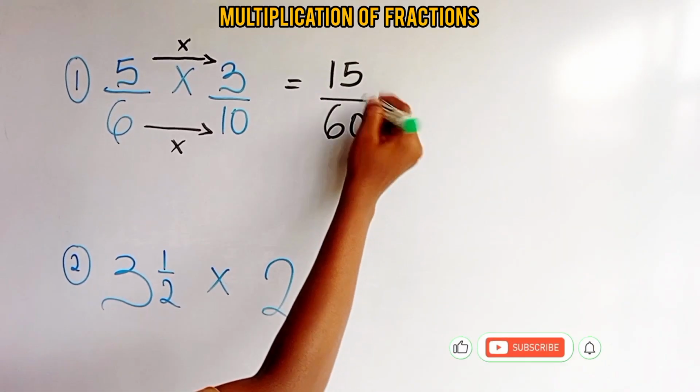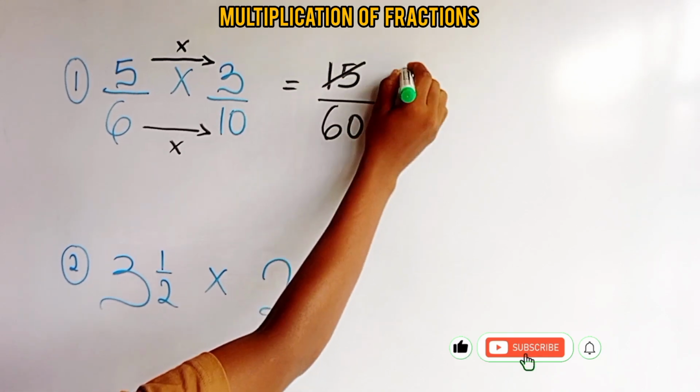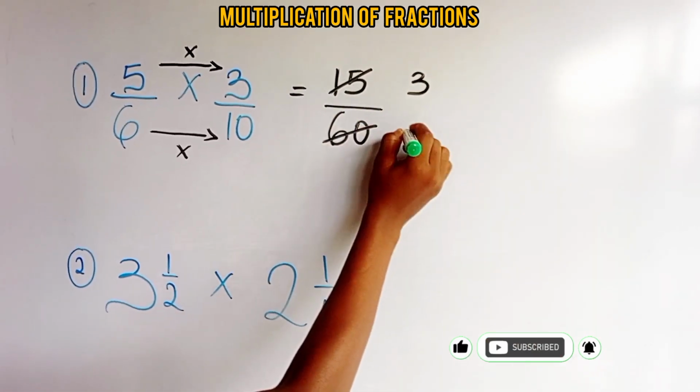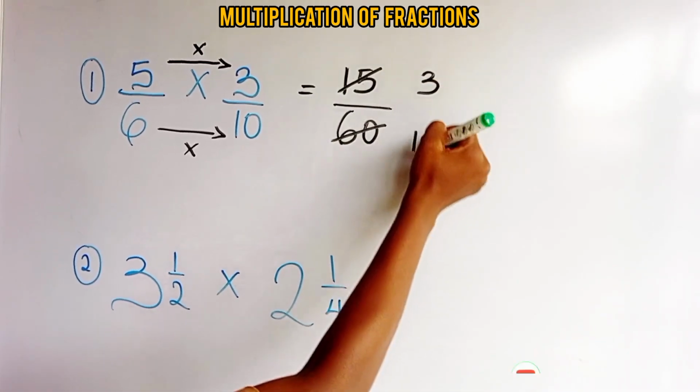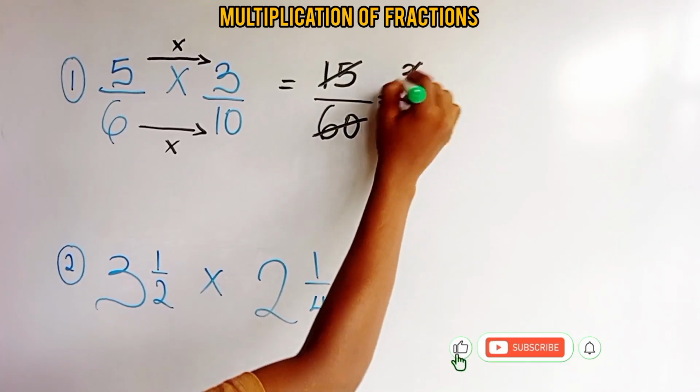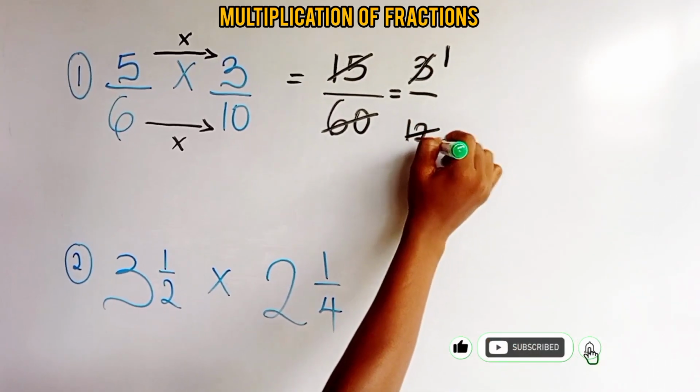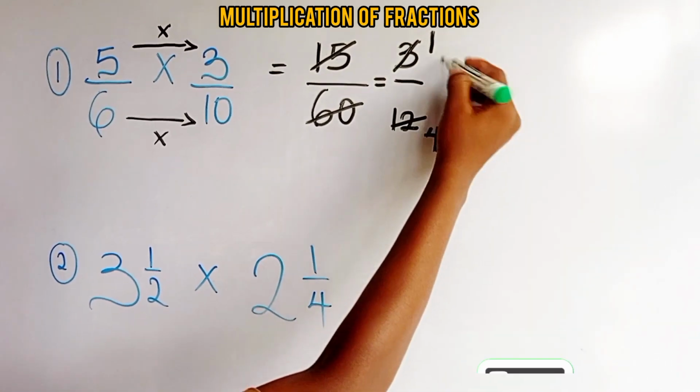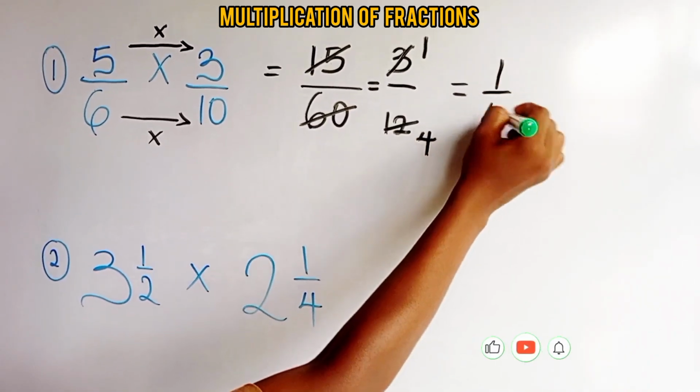We can simplify each other. So 5 goes into 15 three times, and into 60 twelve times. It can still divide. 3 goes into itself 1 time and into 12 4 times. So our final answer is 1 all over 4.